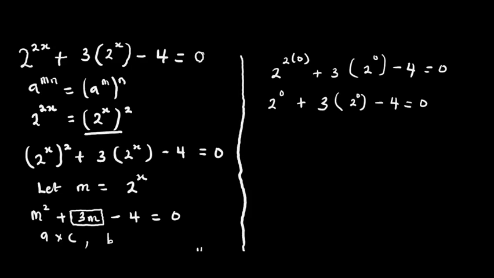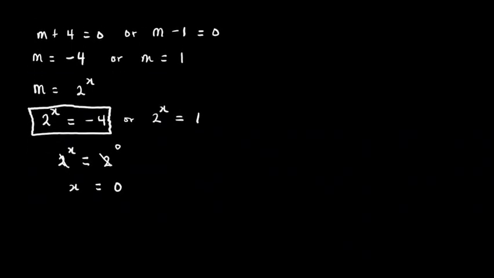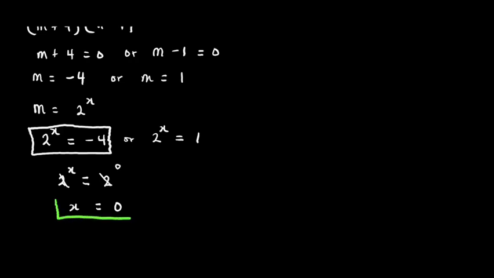2 to the power of 0 is 1, because any number to the power of 0 is 1. 3 multiplied by 2 to the power of 0 is 3 times 1, which is 3. We have 1 plus 3 is 4, minus 4 equals 0. 4 minus 4 is 0, equals 0. So we are correct. x equal to 0 is correct. So this is our answer, x equals 0.